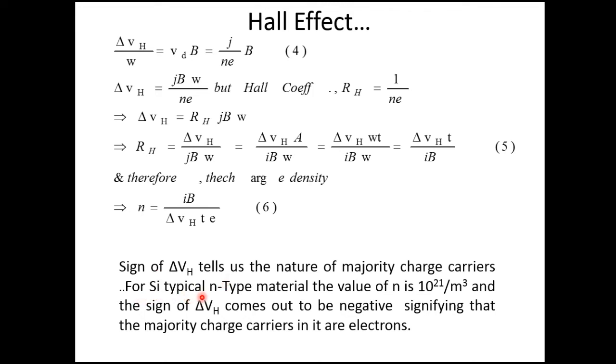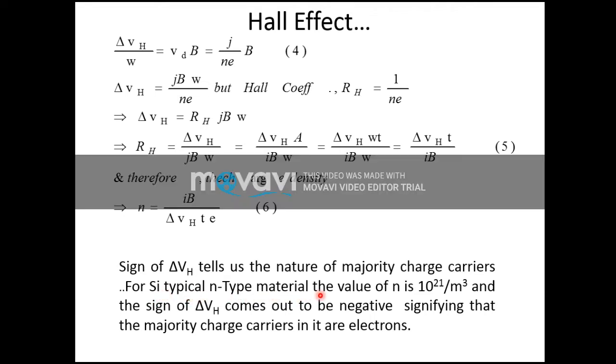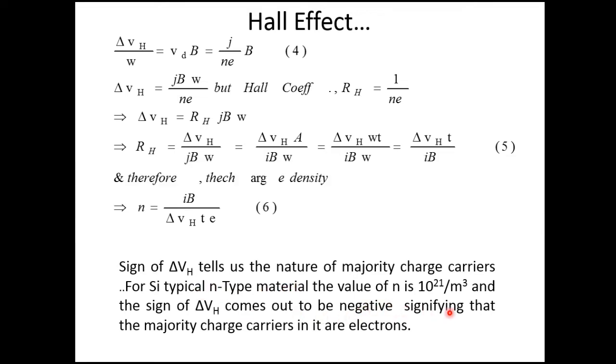For silicon material, which is a semiconductor and which is n-type material, the value of n is typically 10 power 21 per meter cube, and the sign of delta VH comes out to be negative because it is n-type material, signifying that the majority charge carriers in it are electrons.